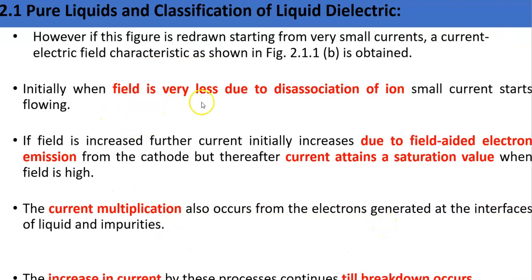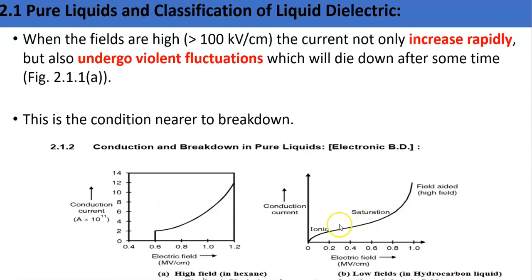Initially, when the field is very low, due to dissociation of ions, a small current starts flowing. I have shown you that linear increase in the current. That is due to the dissociation of ions. This small current is usually called leakage current. If the field is increased further, current initially increases due to field-aided electron emission from the cathode, but thereafter the current attains a saturation value when the field is high. Here the current is also increasing, but it is just called saturation.